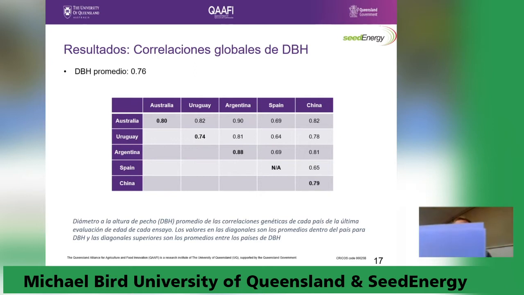And here we have added the between country average correlations on the off diagonals, which also follow a similar trend of being quite strong. The lowest estimates are from Spain, which we know is different from the other trials.